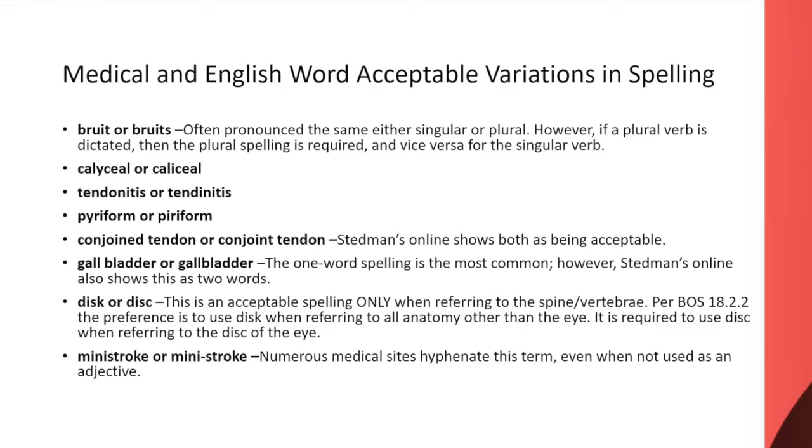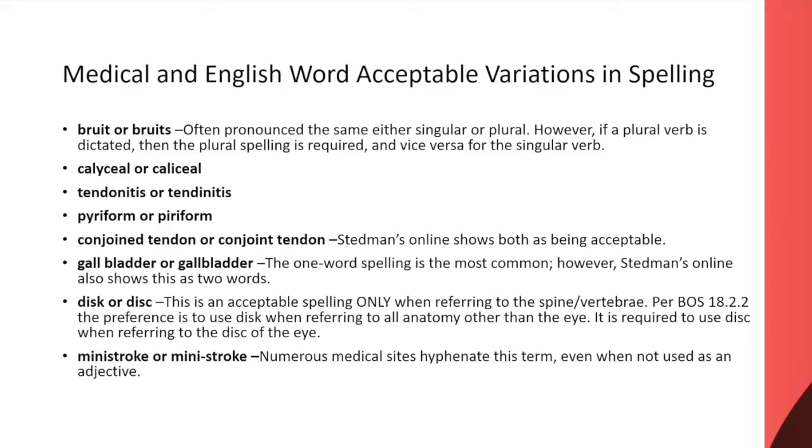One using the O or using the I instead of the O. Either way, it's acceptable. And same with pyriform, you can spell it with a Y or an I, whichever. Either way is fine. And same with conjoined tendon or conjoint tendon. It shows both of them in Stedman's as being acceptable.